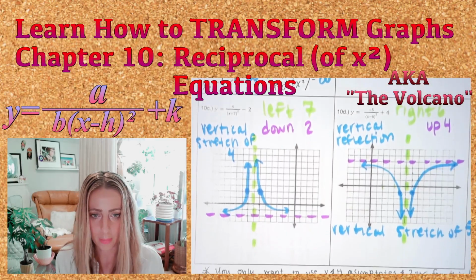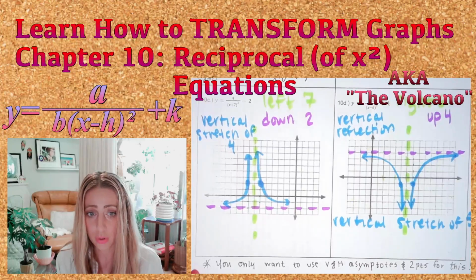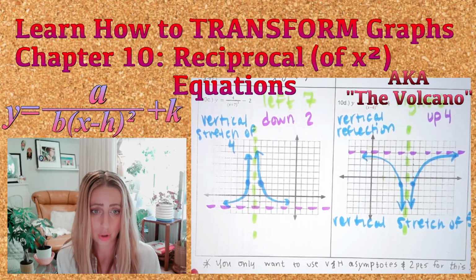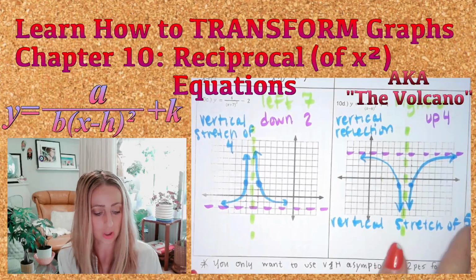The reminder on the bottom of this page was you only want to use your vertical and horizontal asymptotes and 2 points, 2 ordered pairs, for this particular graph.